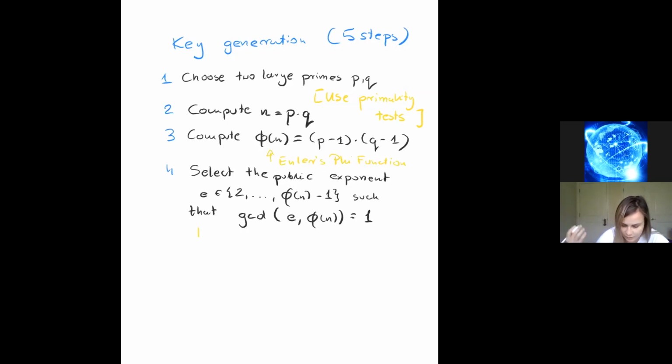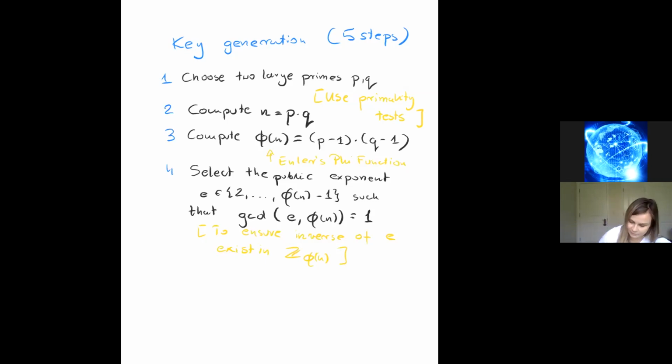So this greatest common divisor has to be 1 in order to ensure the inverse exists, and it has to exist in the ring Z phi of n. So this is the ring with modular operations. You can see more about it in my other video. Okay, let's focus on signatures.